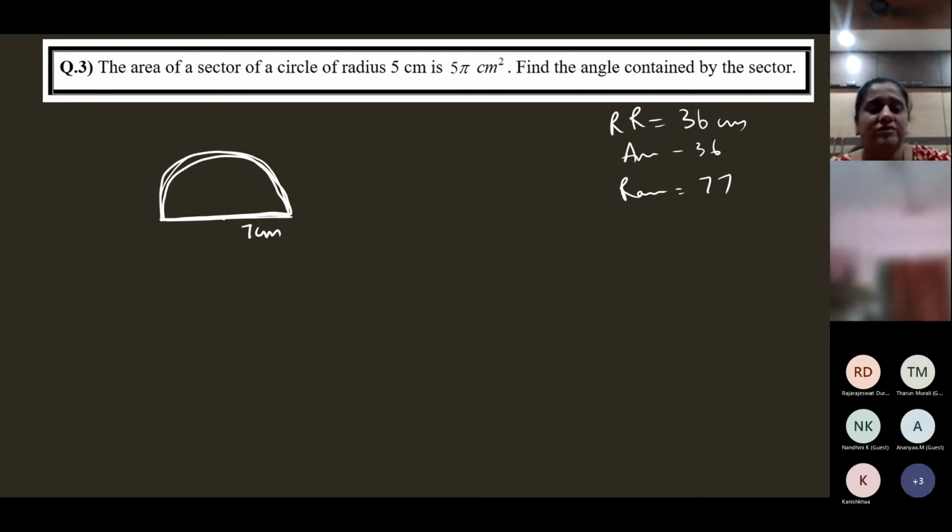So this one is 14. There's nothing but the diameter, it's 14. So you should have understood the radius is 7. What about the length of this arc? It's a semicircle.